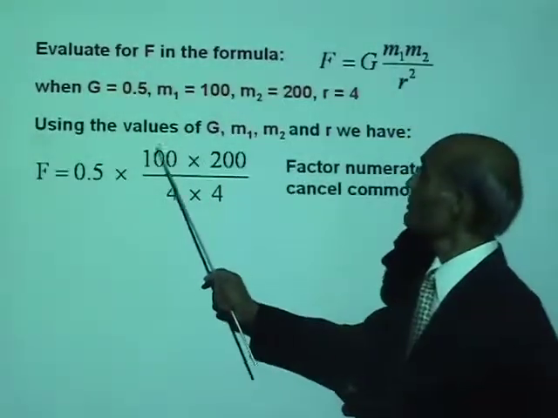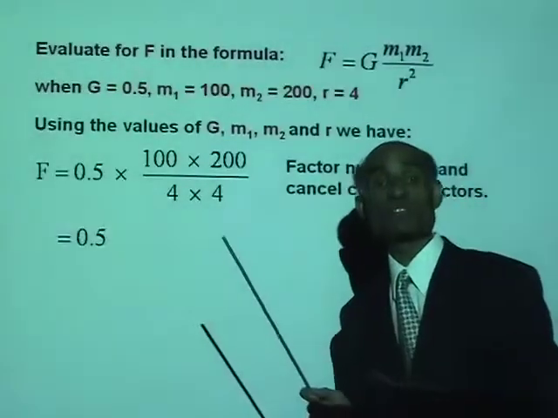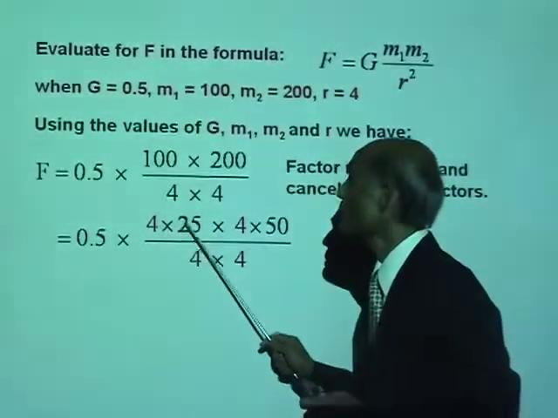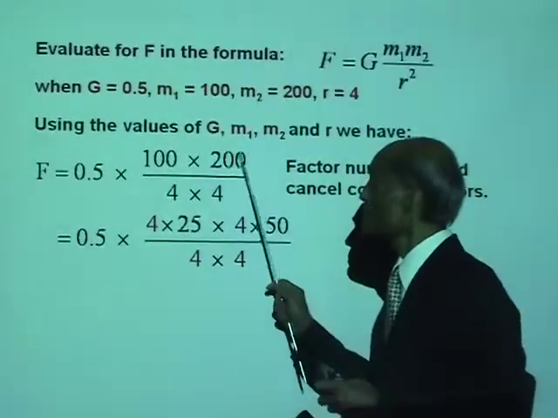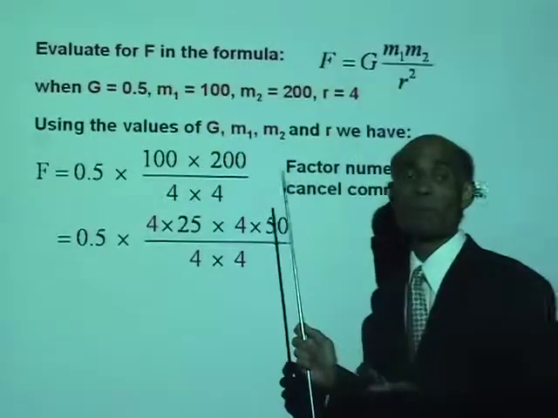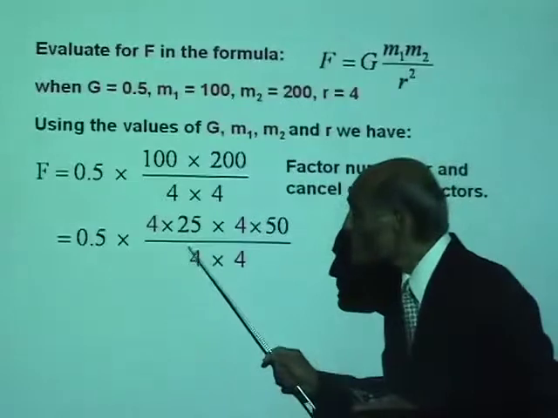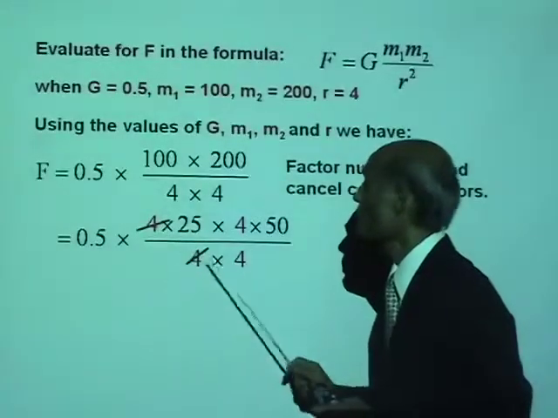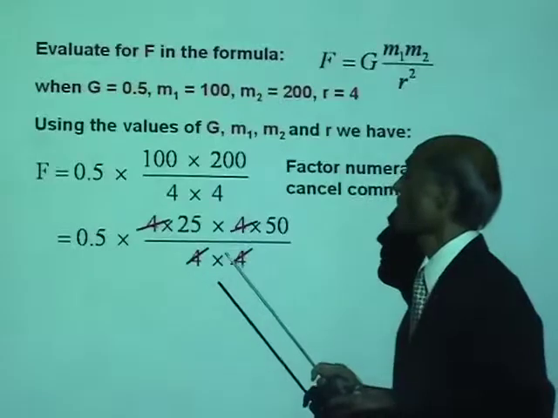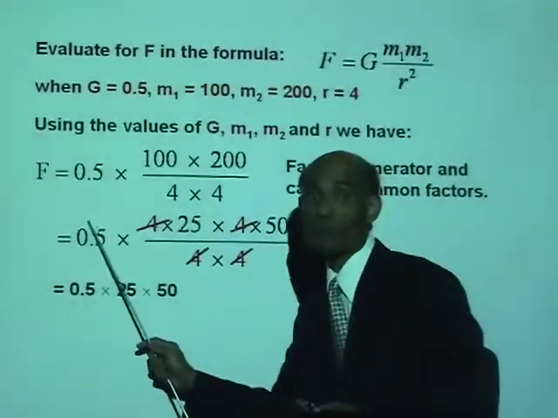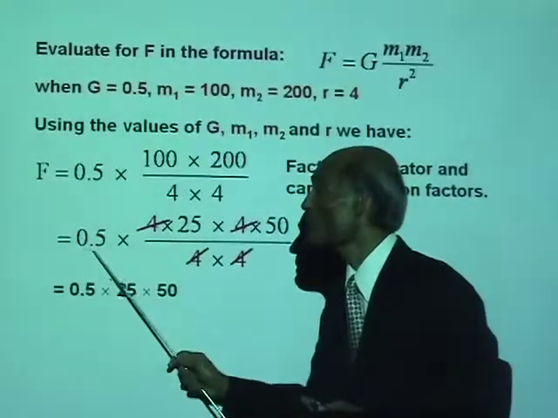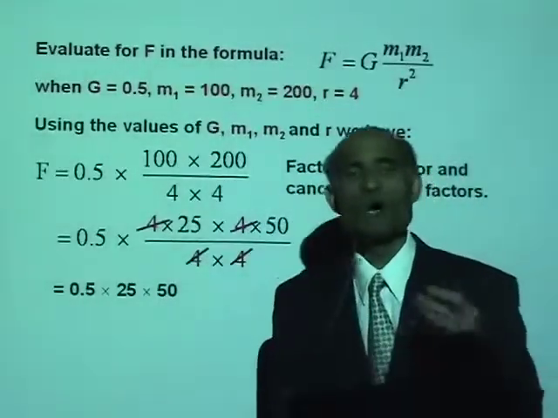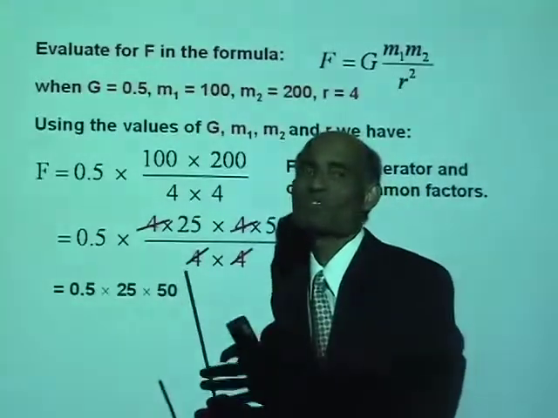Alright, let's factor the numerator and see how we can cancel the denominators. Look at this. That would be 0.5 times 100 is 4 times 25, times 200 is 4 times 50. Now, why did I factor it like that? Seeing those two 4's in the denominator. Now I can cancel this 4 with that 4, and this 4 with that 4. And what do we now have? Remember, 0.5 belongs to the numerator, so that will be 0.5 times 25 times 50. Can you calculate that quickly? What is 0.5 times 25 times 50?